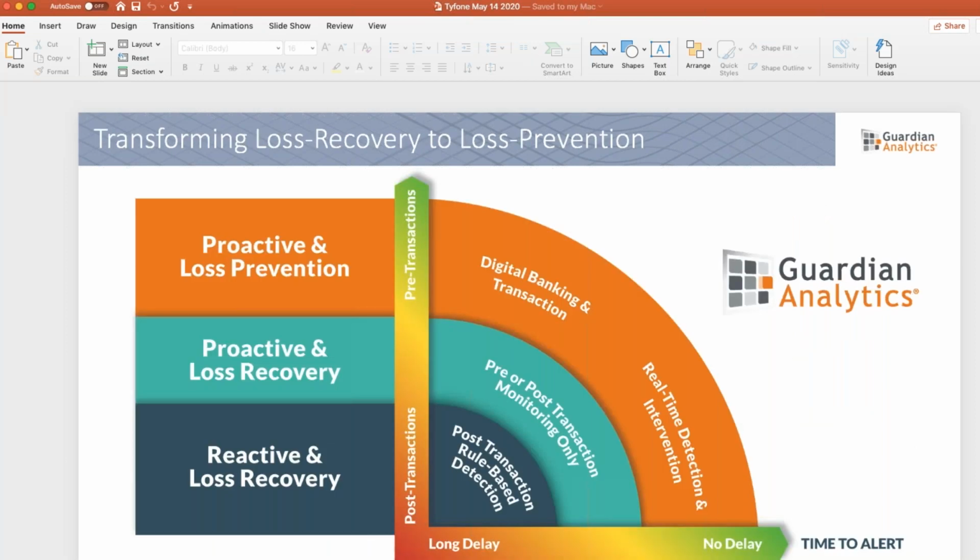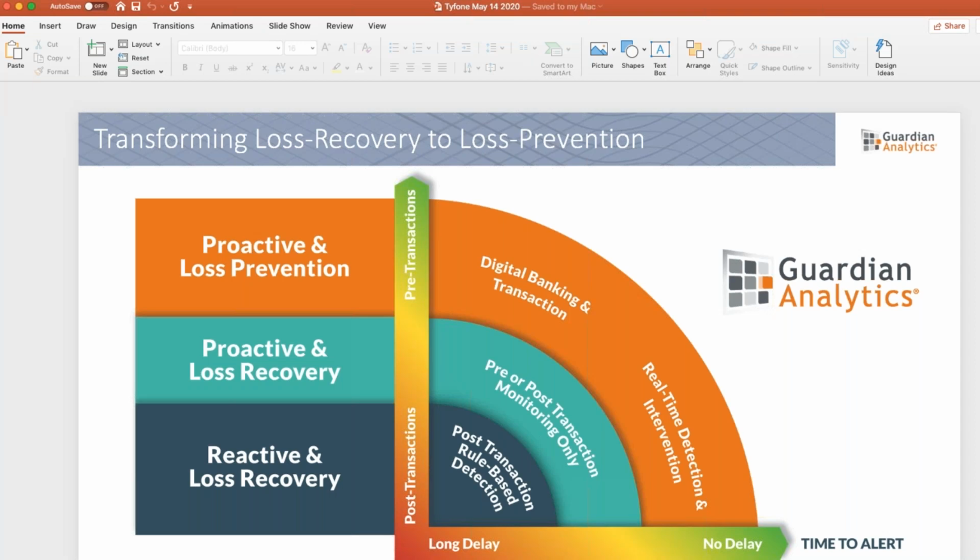So how do we transform loss recovery to loss prevention? If we measure the success of fraud detection in two dimensions, one is time to alert, as you see on the horizontal axis, and the other is the layer of protection the system can put in place, from post-transaction detection to pre-transaction detection and then multiple channels. Then we start to see that in the bottom corner, where we have a system that does only post-transaction monitoring with a long delay in time to alert, you put a financial institution in loss recovery mode, reactive to a fraud scheme.